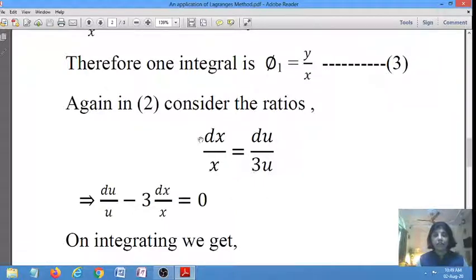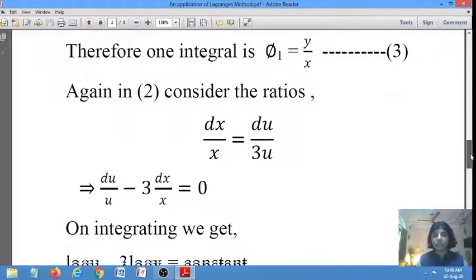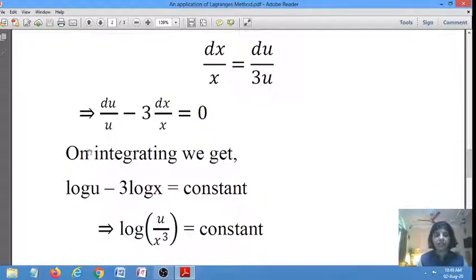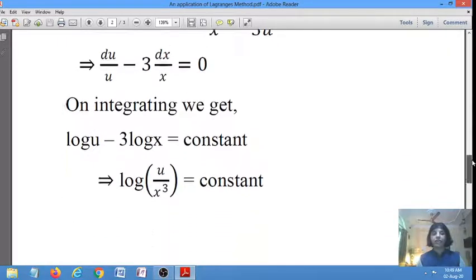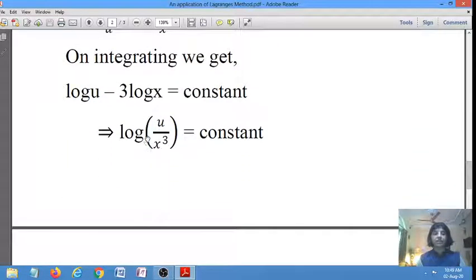And 3 I take along with the x term, and then everything I bring on one side. So this will be du by u minus 3 dx by x is equal to 0. Now just integrating and solving. This is the ordinary differential equation of first order, so you can just integrate and solve it. So I obtain log u minus 3 log x is equal to constant. This is the constant of integration. And combining the first and the second term, this is log of u by x cube is equal to constant.